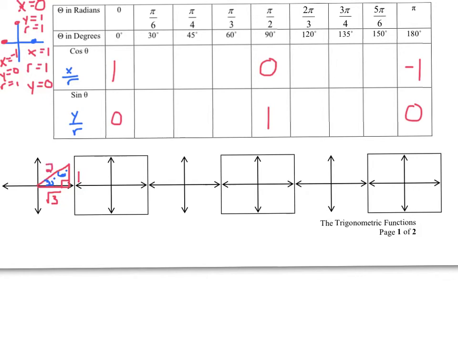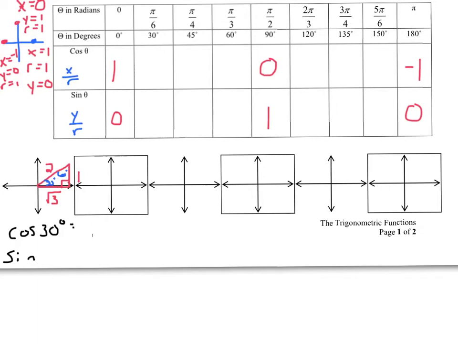Now, if all that's true, and believe me it is, for me to do cosine of 30 degrees, I just take x, which is 1, over r, which is 2. Cosine of 30 is 1/2. To do sine of 30 degrees, I just wrote that wrong, I'm sorry.